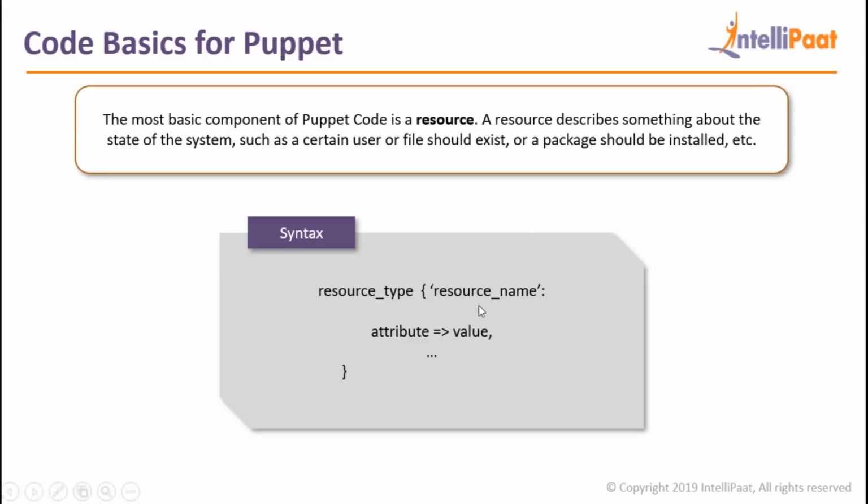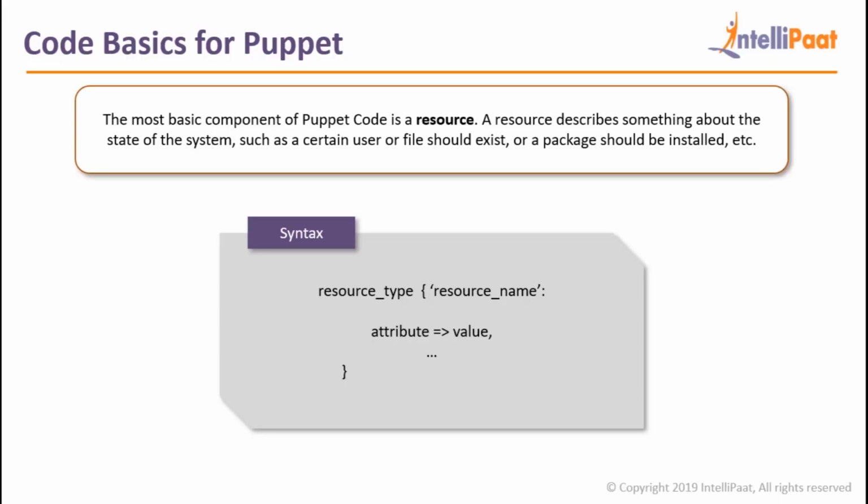And then you define the resource name. Okay, for example, if it's a file, you'll specify the path over here. If it's a package, you'll specify the package name over here, and then you specify the attributes, whether it has to be installed, whether it has to be present there, whether it does not have to be present there, what is the permissions of the file.